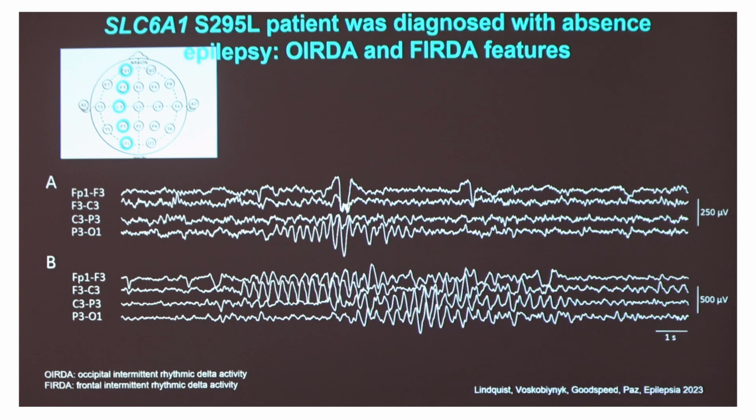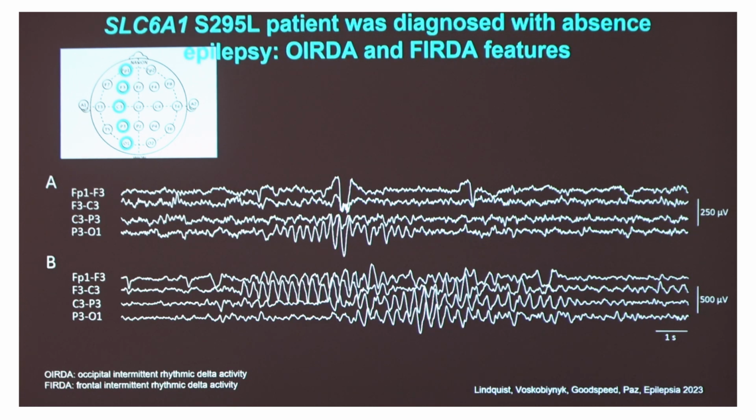In A, they're starting on the two bottom traces of the recordings, in parietal and occipital activity. And this is called OIRDA, occipital intermittent rhythmic delta activity. On the bottom four traces, you can see it starts at the front of the brain and moves back. It's called frontal intermittent rhythmic delta activity that spreads to the occipital one. This kind of slowing is very common in our patients with SLC6A1 mutation. Interestingly, these features are associated with absence seizures. So the S295L patient was diagnosed with absence seizures based on the slowing of the delta activity.